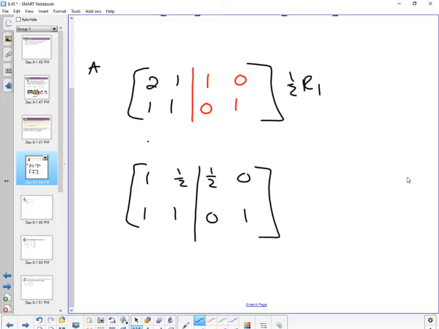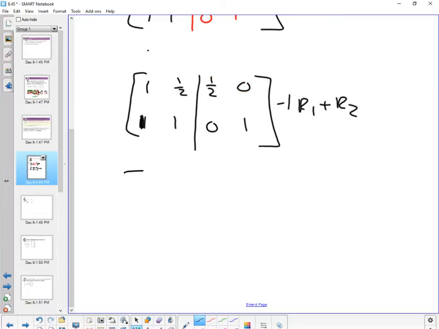Okay, I want this one, for those on the video, to become a 0. So I'm going to take row 1, multiply by -1 and add it to row 2. In essence, I'm subtracting them, right? So here's what I've got.